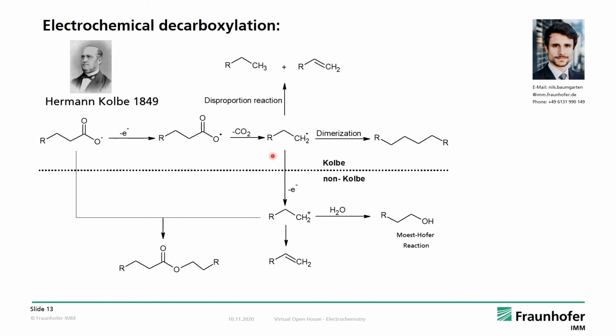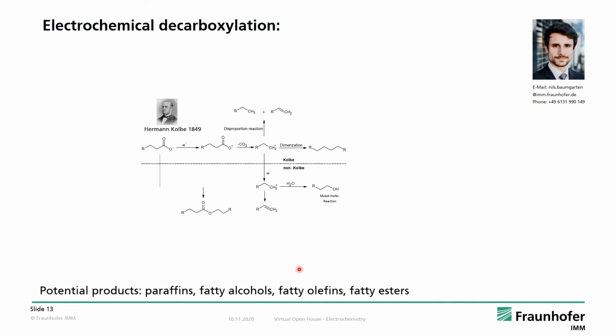And as a competitive reaction, again, we have the non-Kolbe pathway, meaning that we have another oxidation step generating a carbocation, which can then react with nucleophiles to alcohols or esters, or olefins in an elimination reaction. So the potential products are paraffins, fatty alcohols, fatty olefins, and fatty esters. And depending on the educts we use here, we have also the possibility of generating asymmetric dimerization or asymmetric branched alkanes, which can be used in creams, for example, later on.